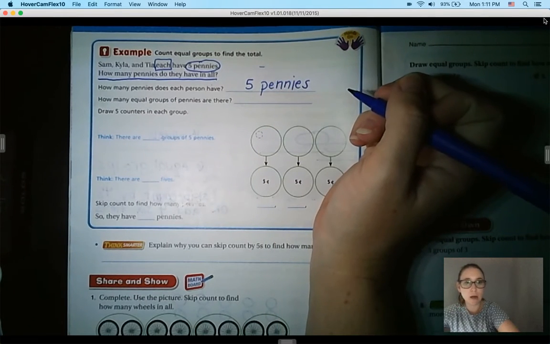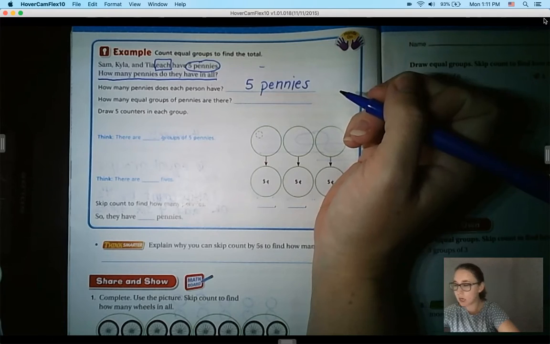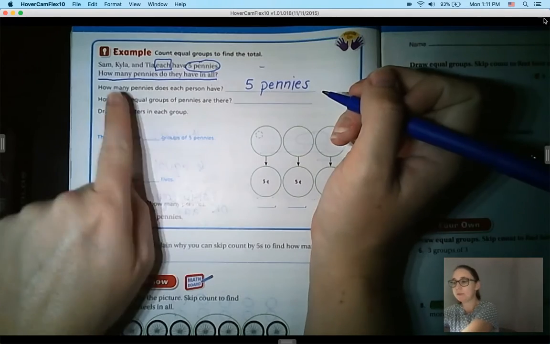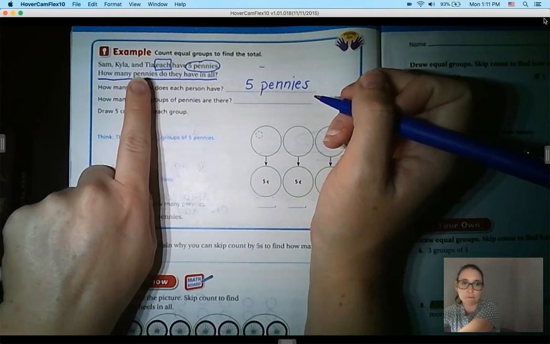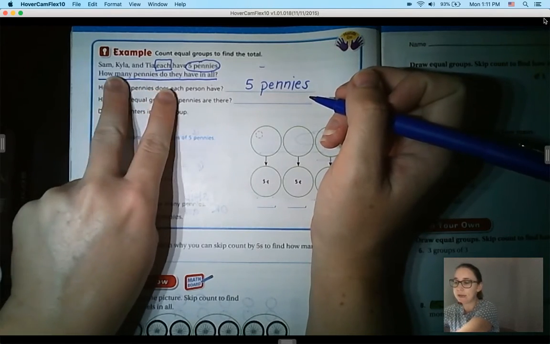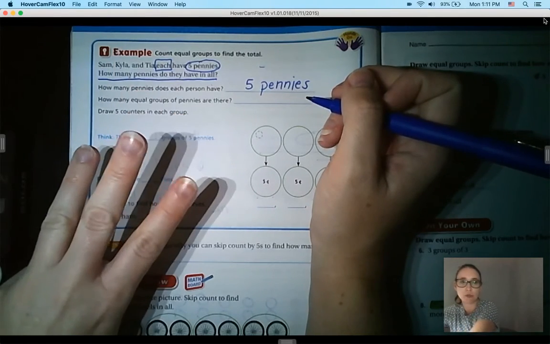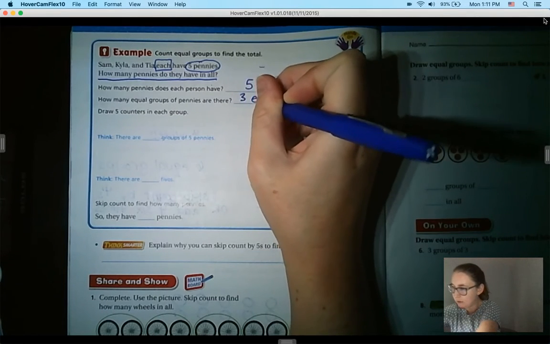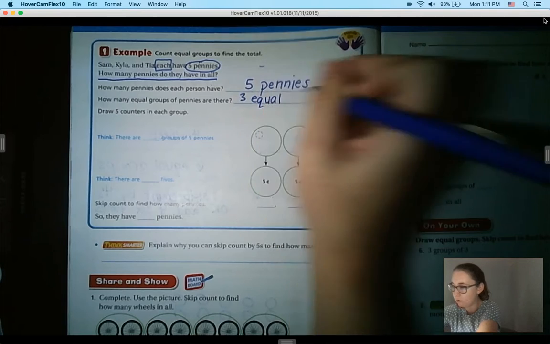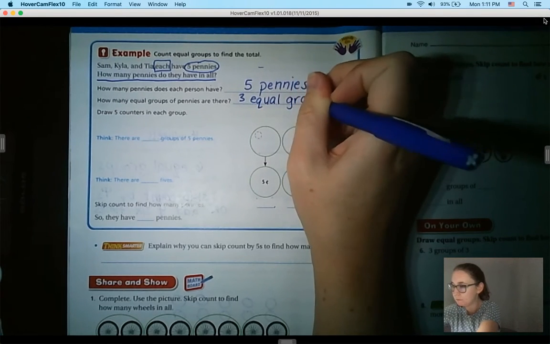And the next one, how many equal groups of pennies are there? So then that's when I have to look. How many people are we talking about that each have 5 pennies? We have Tia, Kyla, and Sam. That makes 3 equal groups. So we can say 3 equal groups.